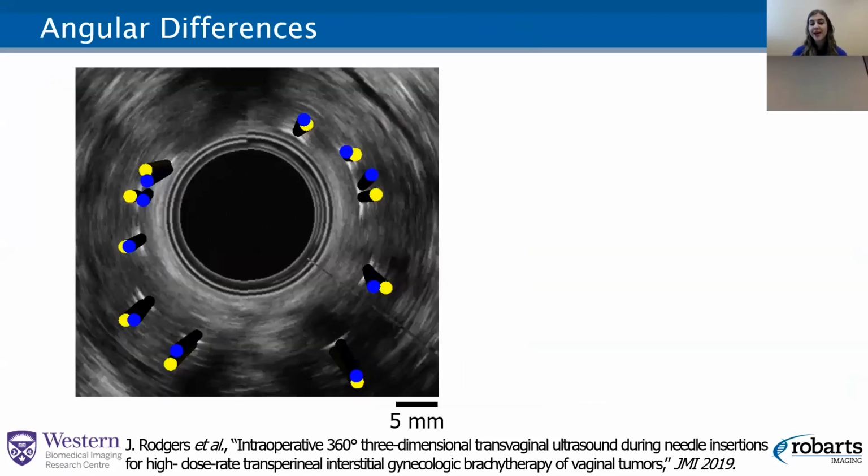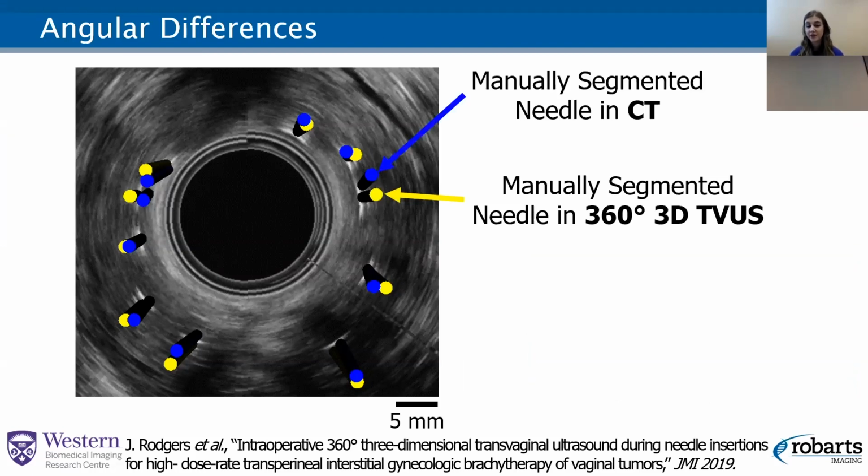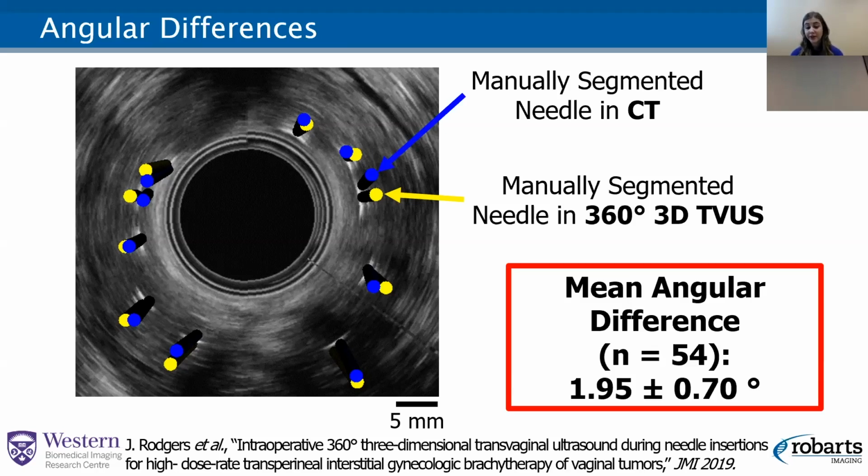We also looked at the angular differences again. And so here in yellow, you can see the manually segmented needle model from ultrasound. And in blue, you can see the model based on the CT image. And so we found a mean angular difference for our 54 needles of just under 2 degrees.